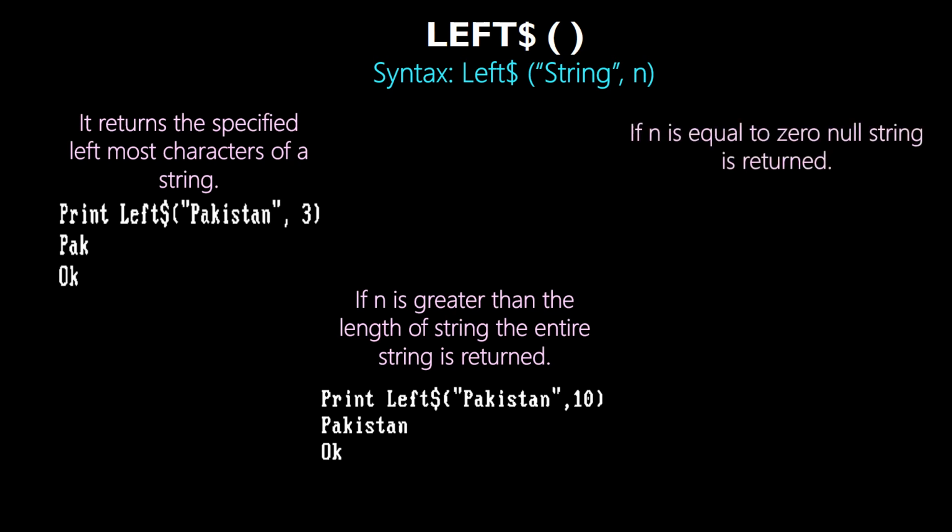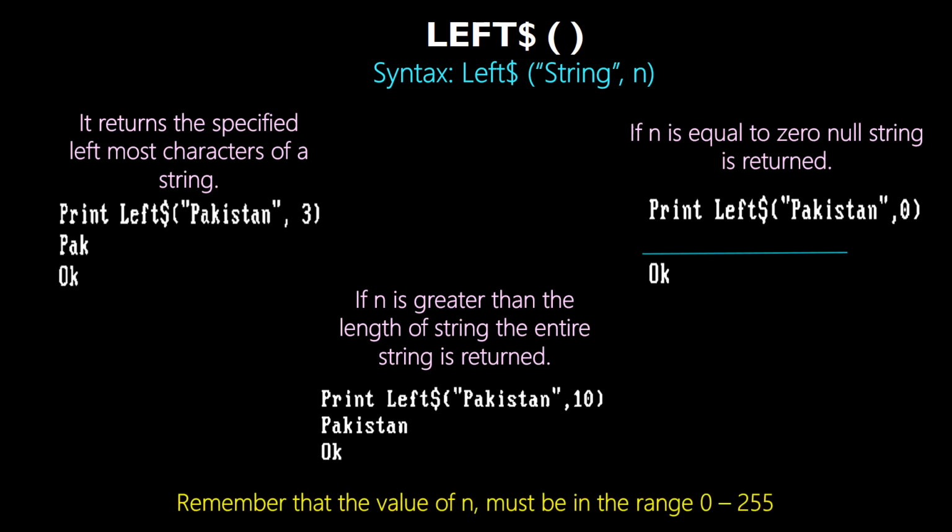If n is equal to 0, a null string is returned. Just in this case, PRINT LEFT$("Pakistan", 0), not to print anything, and it will return a null string. Remember that the value of n must be in the range of 0 to 255.